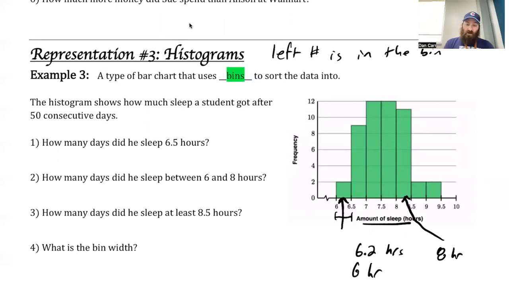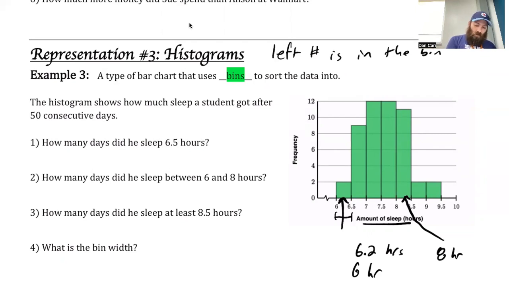Okay, so I just want to make sure to clarify that when I label my histogram, the number on the left of each bar is a part of that bin. Okay, so the 6.5 is going to jump into the next one, not be part of the first one. So this is just one specific student after 50 consecutive days. How many days did he sleep 6.5 hours? So 6.5 hours.